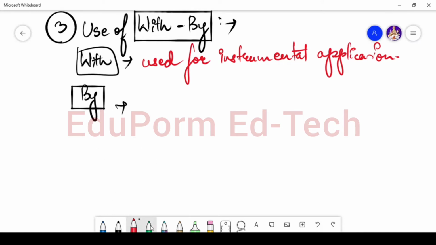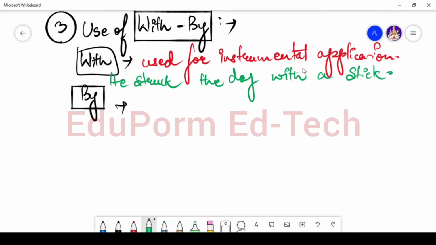Let's say for example, if I say that he struck the dog with a stick. होता ना कुछ बच्चे जिन्हें चैन से बैठने में मन नहीं लगता और बाहर निकले, बस कुत्तों को देखा नहीं कि बस लकड़ी उठाया और मार रहे बेचारों को. ठीक है, now this use of with has been used here, why? Because he struck the dog with a stick.